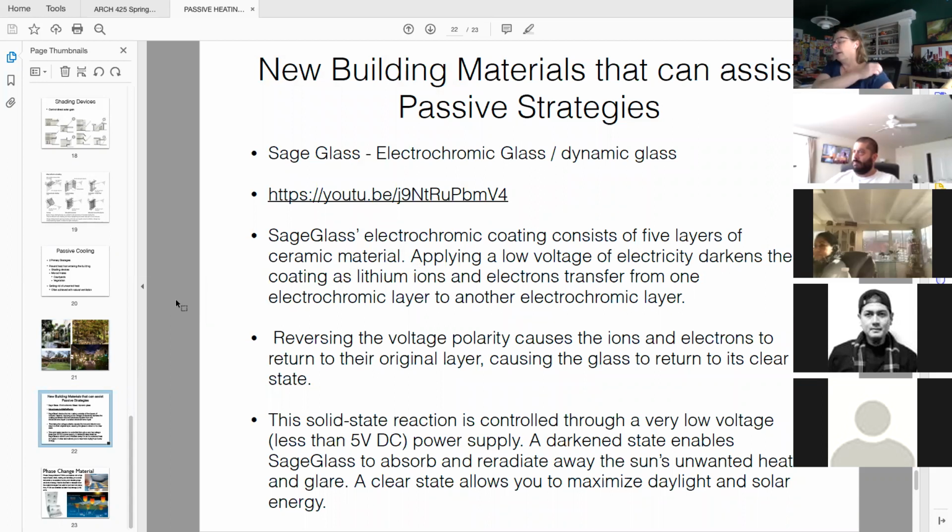Okay, so in our age of industry with newer technology, there's a few building materials that can be part of the building envelope that can also contribute to a passive system. One is electrochromic glass, sometimes called dynamic glass, that uses very low voltage to change the characteristics of the glazing to make it opaque or transparent.